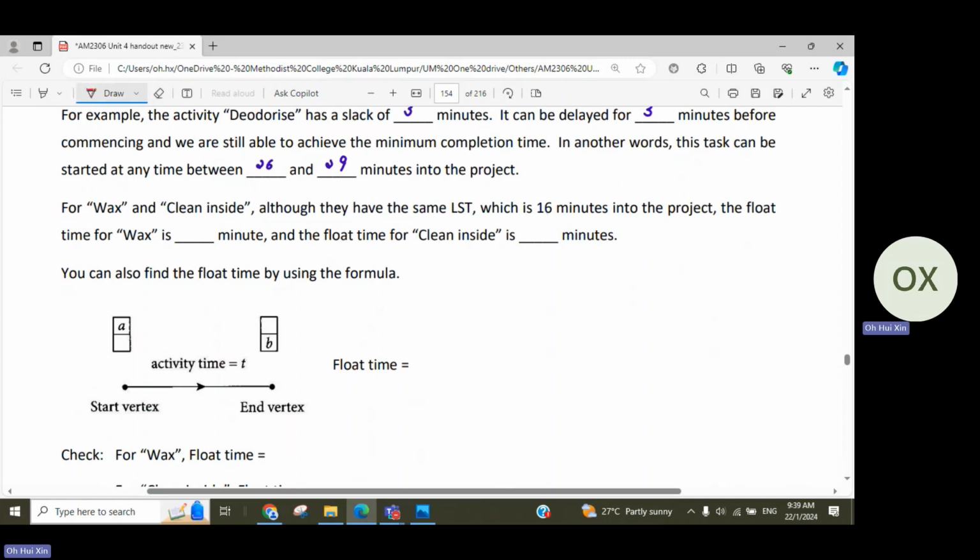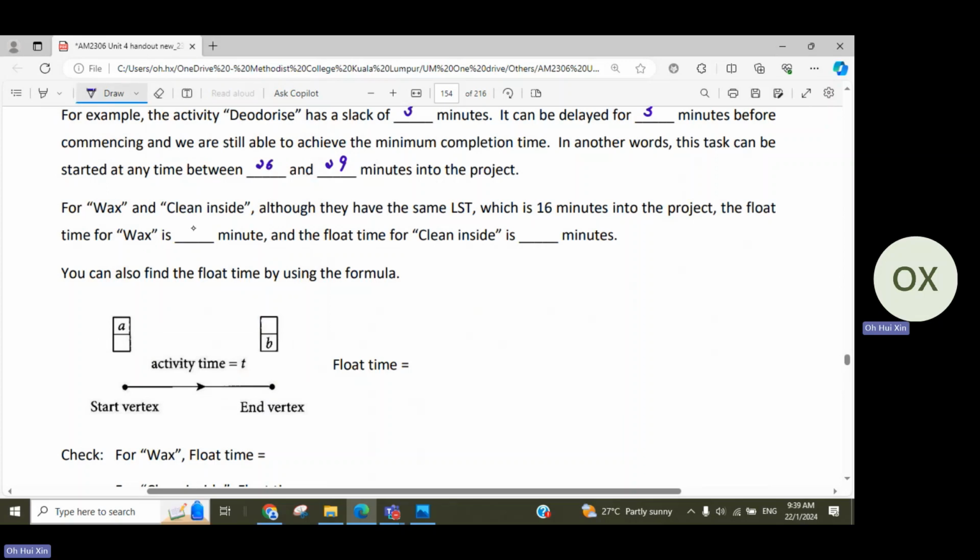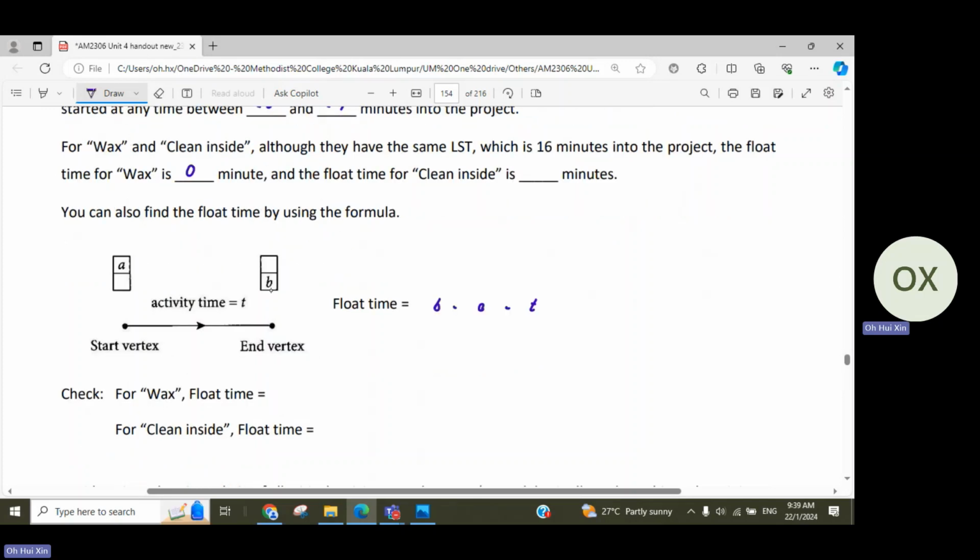So the float time for wax is basically 0, which we just now talked about the formula itself. We can also find it by using the formula, which will be B minus A minus T: the latest time that we end, minus the earliest time that we can start, minus how much time we actually need, and the extra one is our float time. Like 1 p.m. minus 12 p.m., then we got 1 hour minus 30 minutes.